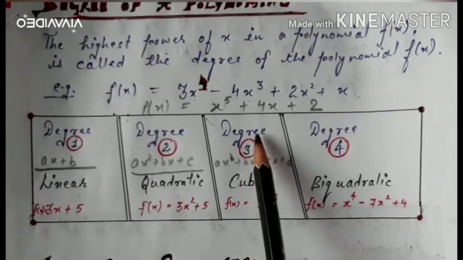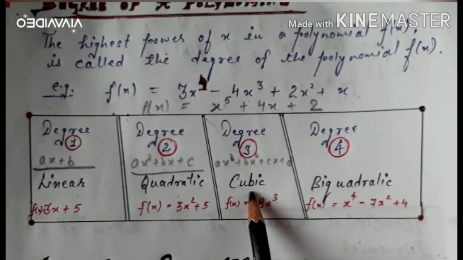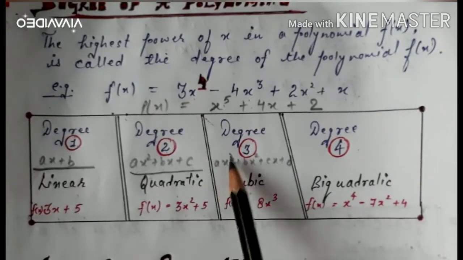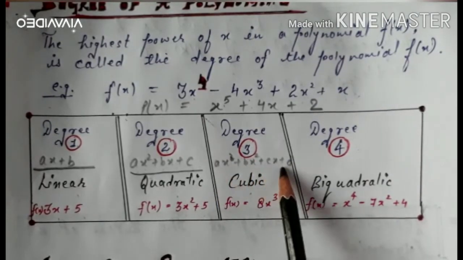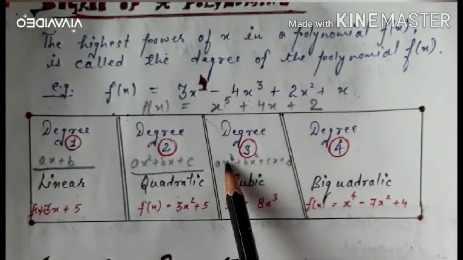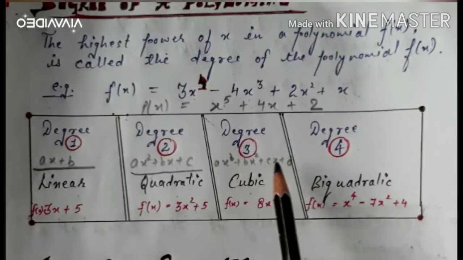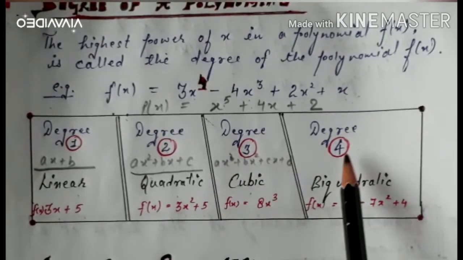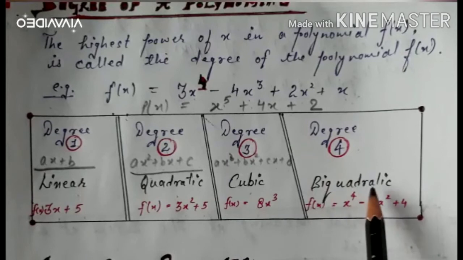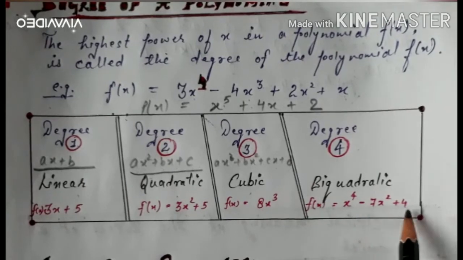Now, if the degree is 3, we will call it a cubic polynomial, and the generalized form will be ax cube plus bx square plus cx plus d. It is the standard form. Here, firstly comes the power 3, then 2 and then 1. Now, if the degree is 4, we will call it biquadratic. An example is x power 4 minus 7x square plus 4.